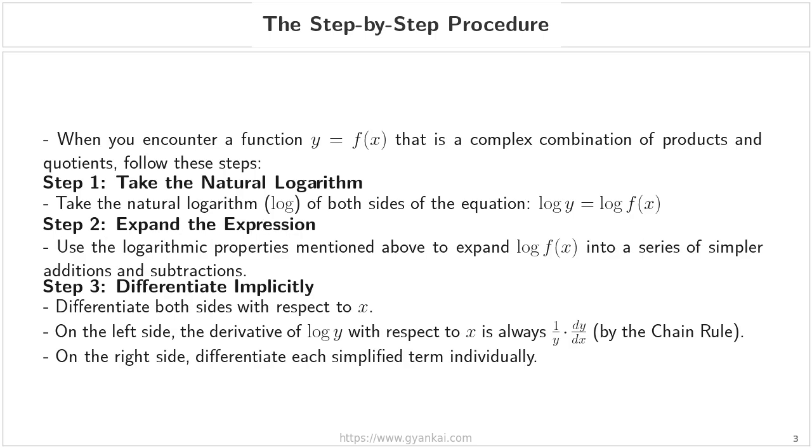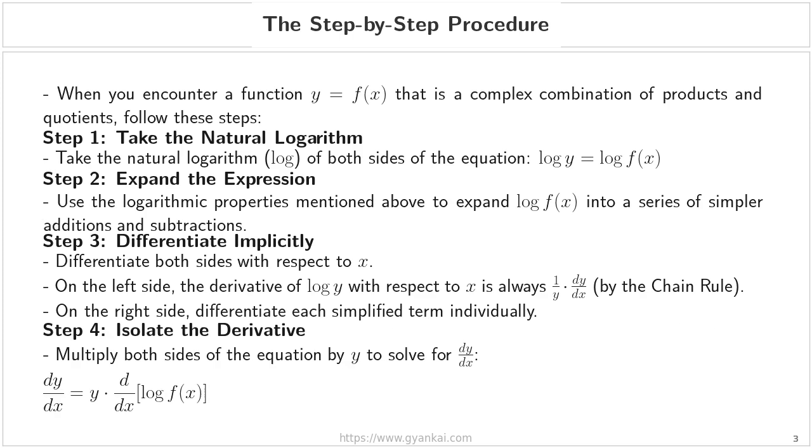Step 3 is to differentiate both sides implicitly with respect to x. Now, this is a critical part of the process. On the left side, the derivative of log y with respect to x is always 1 over y, multiplied by dy over dx, which is a result of the chain rule. On the right side, you simply differentiate each of the simplified terms you created in the previous step.